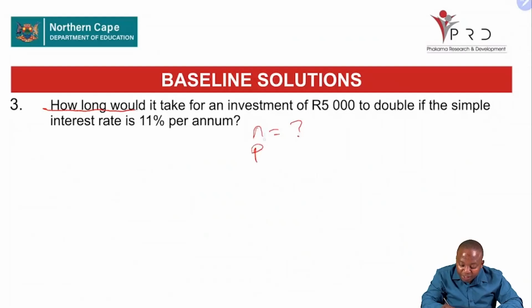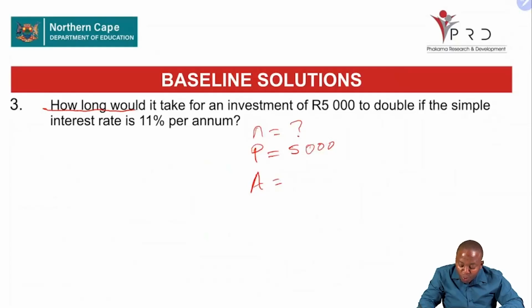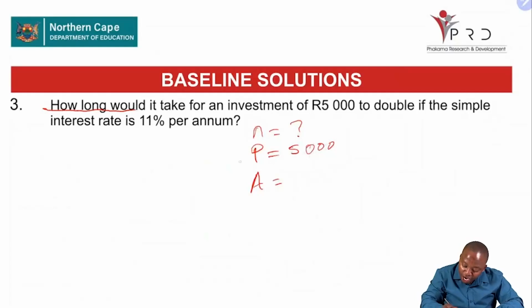So our 5,000 there becomes a present value. To double, we're saying the present value that I invest today must be multiplied by 2. When you say double, we know it's multiplication by 2. So our future value will be 5,000 multiplied by 2. In this case, we'll get our future amount as 10,000.